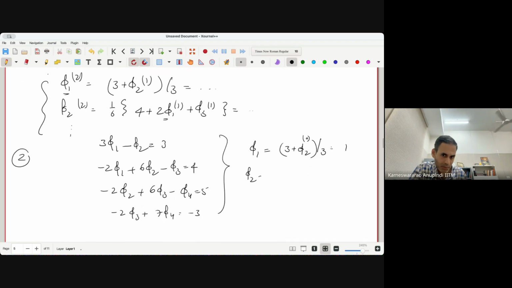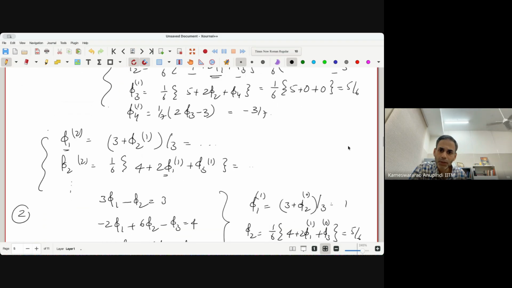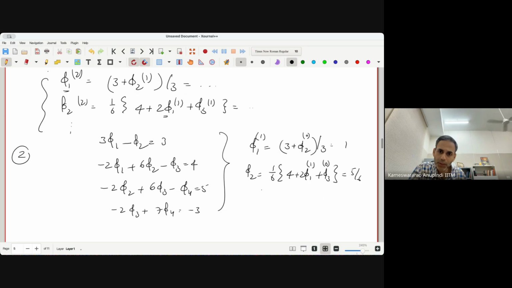And then P2 is going to be 1 by 6th of 4 plus 2 Phi1 plus Phi3, where we're going to use P1 as the 1 value, right? And Phi3 as the 0 value. So that's going to give me 4 plus 1, that is 5, plus 0, that is going to give me 5 by 6, right? Earlier you got only 2 by 3. Did I do it correctly? 4 plus, yeah, correct. So that is correct.